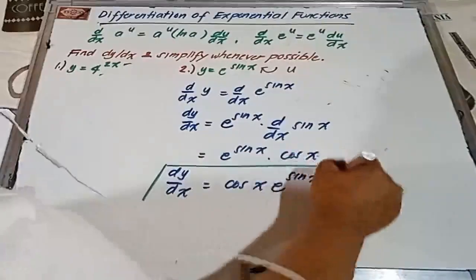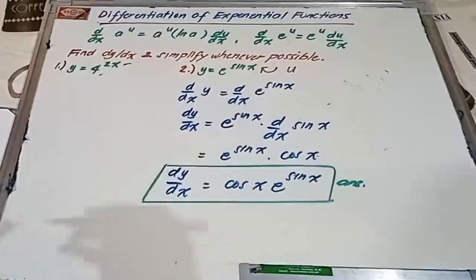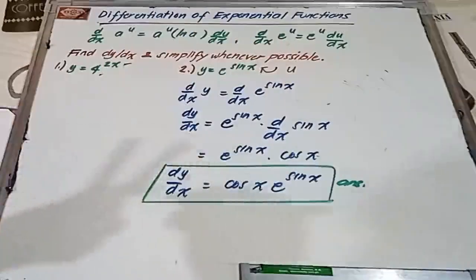That is how to determine the derivative of exponential functions in the form of a to the u and e to the u. Thank you.